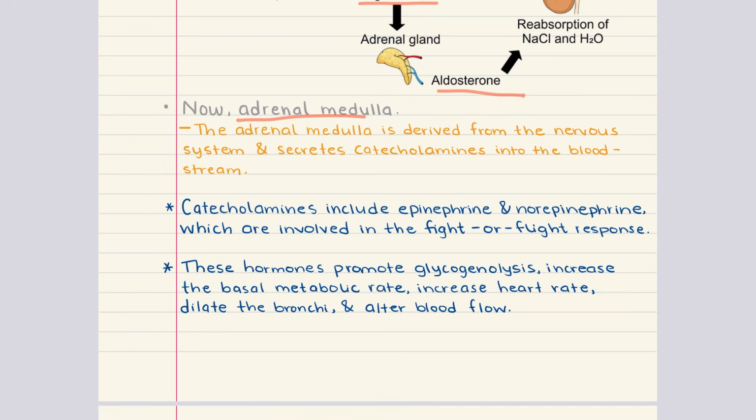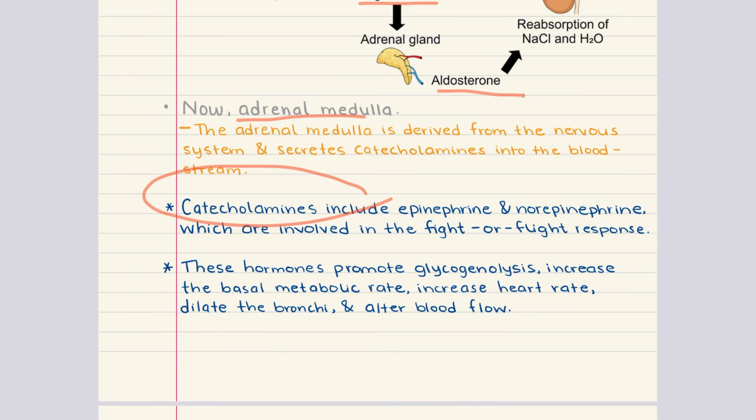These hormones are called catecholamines, and they include epinephrine, also known as adrenaline, and norepinephrine, which is known as noradrenaline. Catecholamines play a central role in the fight or flight response, which is activated during acute stress. So let's break down what these hormones do.